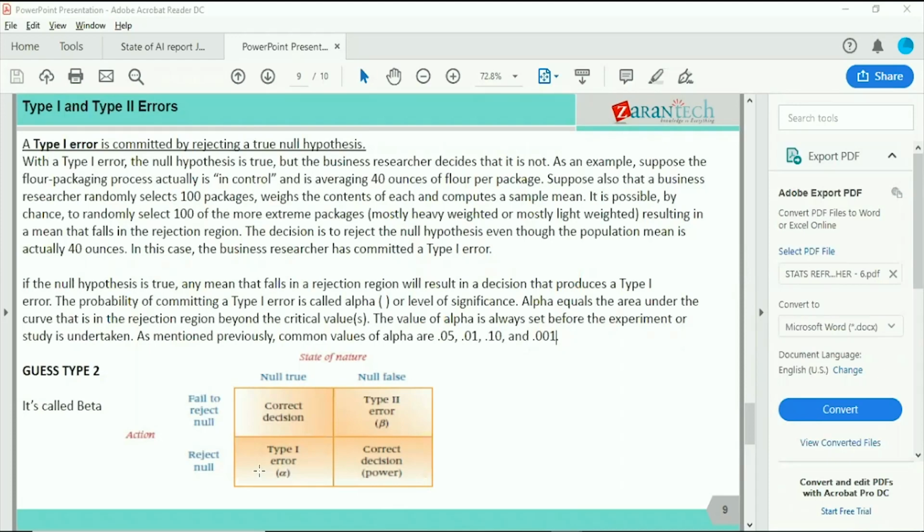The type 1 error, I will say, in this case, the people will churn, but he's not going to churn. No, actually the actual state is he is staying. But I am saying that he is not going to stay. Then it will be type 2 error. Think about it.